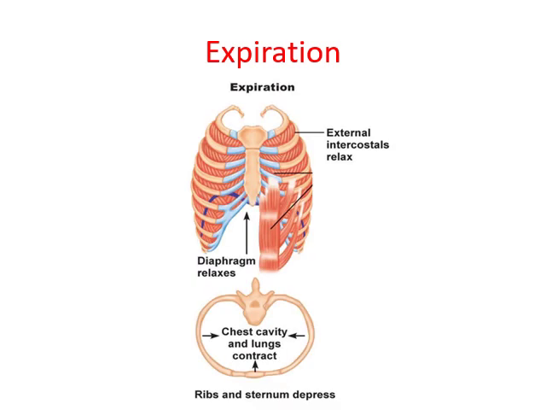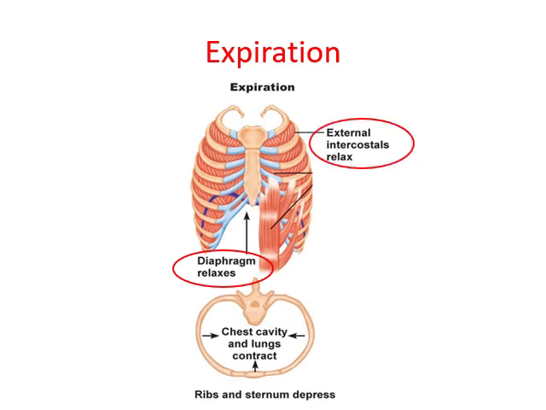Now coming to the expiration. Expiration during quiet breathing is a passive process. It does not need muscle contraction, and it's due to the elastic recoil of the lung and the chest wall. So what happens is there is relaxation of the already contracted muscles during quiet inspiration. So there is relaxation of the diaphragm and relaxation of the external intercostal muscle.